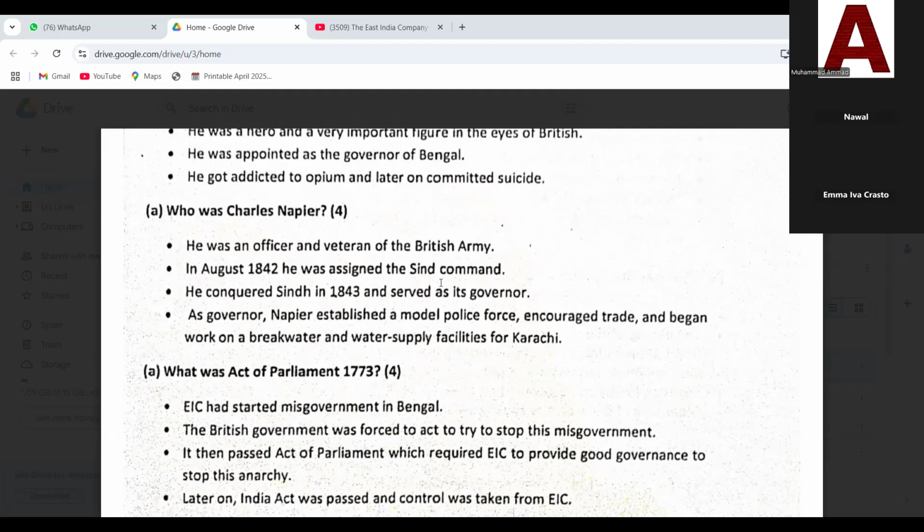Now, if we look at what was happening, Punjab was under British control. The British had come into Delhi as well. They had conquered Sindh. They had conquered Mysore, the Anglo-Mysore wars with Tipu Sultan. So they had taken over so many important provinces up till now. When Napier was the governor of Sindh, he established a model police force. He was more interested in trade, and worked on the water supply of Karachi and the breakwater system. These were all the projects that he had undertaken as the governor of Sindh.